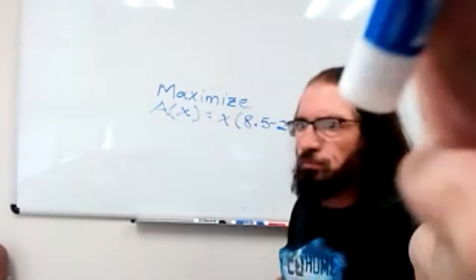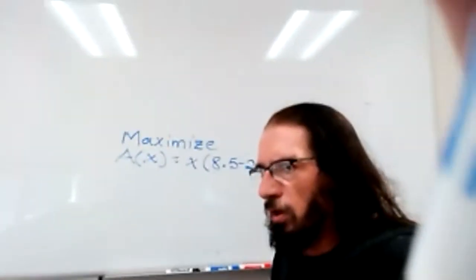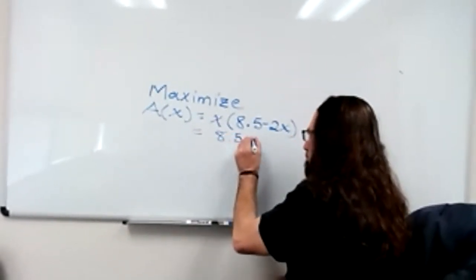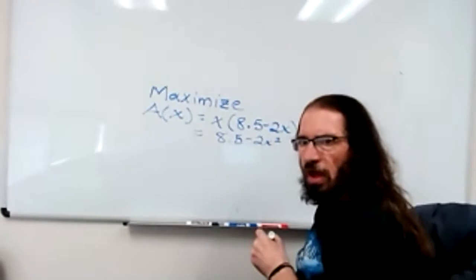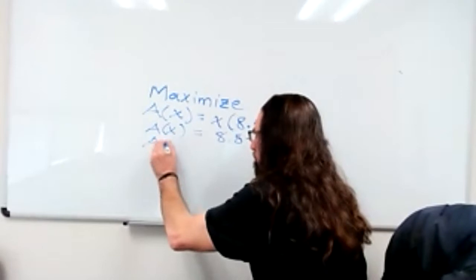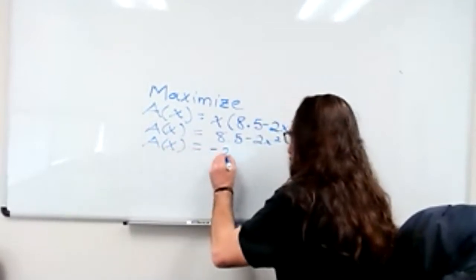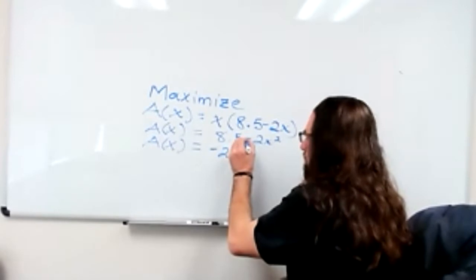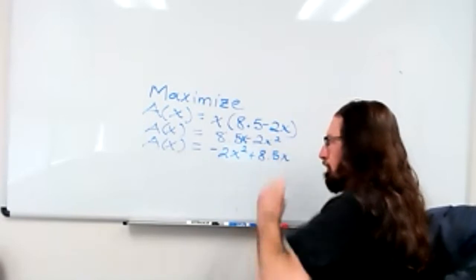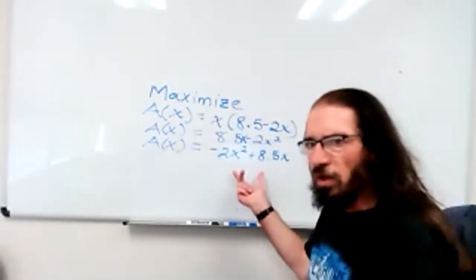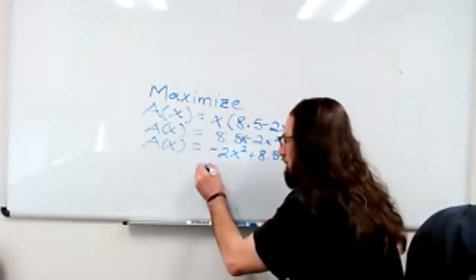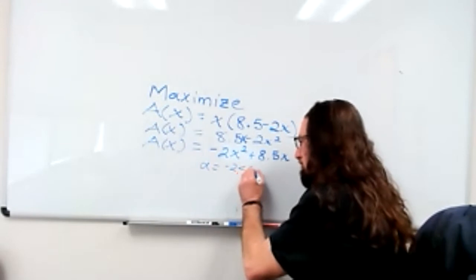If we distribute, then we're looking at a quadratic function. I'm going to put that in descending order. Being that that's a quadratic function, the graph is a parabola. Because a is negative, it opens down.